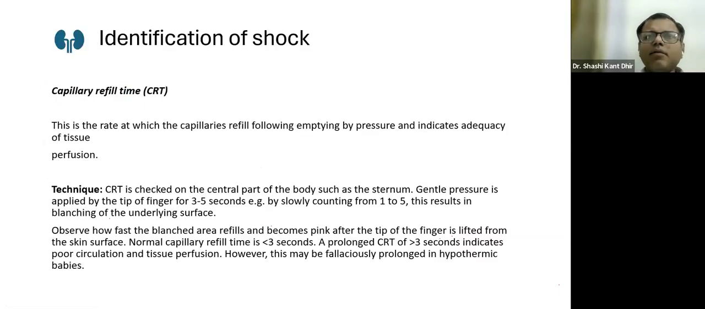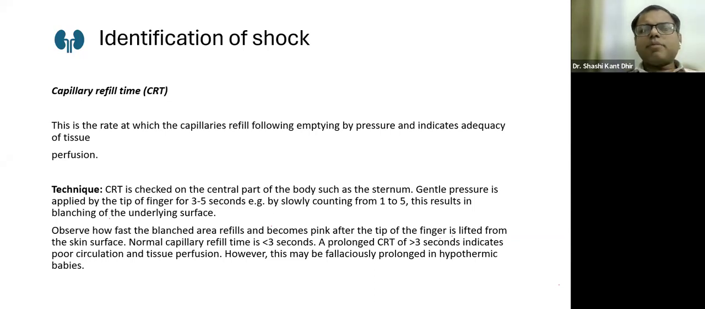Okay. The second important thing which we should routinely see in our babies is CFT, capillary refill or capillary filling time. We put our finger on the sternum, right? We press it for 3 to 5 seconds, and count 1000, 2000, 3000, 4000, 5000. We have to set our own pace, and we know when the 5 seconds are over. Then we remove it.